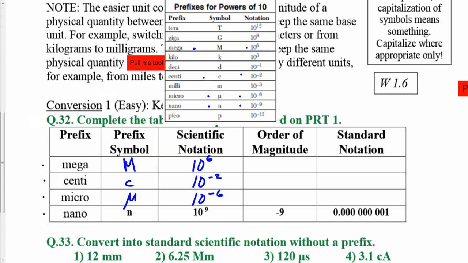So, order of magnitude. If you remember that, just as a review, that was the approximate strength of these. There's no coefficients here, so these are very easy. Order of magnitude, of course, just 6, -2, -6, -9. So it's just a shorthand way of writing the power of 10. If there were coefficients out in front, we would have to worry about that rounding rule.